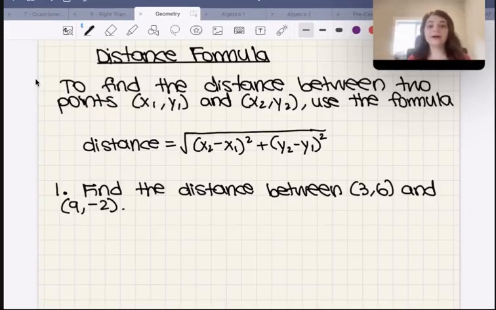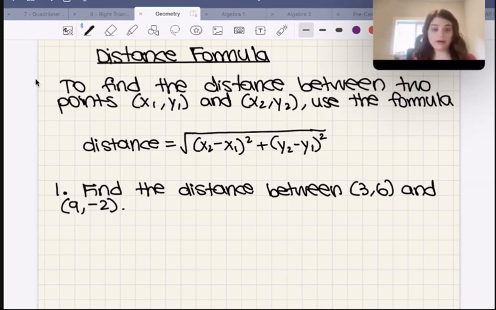Today, we are going to be talking about the distance formula and how to use it. This is a very important formula that consistently comes up in high school geometry, so let's dive in. All right, so to find the distance between 2 points, x1, y1, and x2, y2, we use this formula, where the distance is the square root of x2 minus x1 squared plus y2 minus y1 squared.